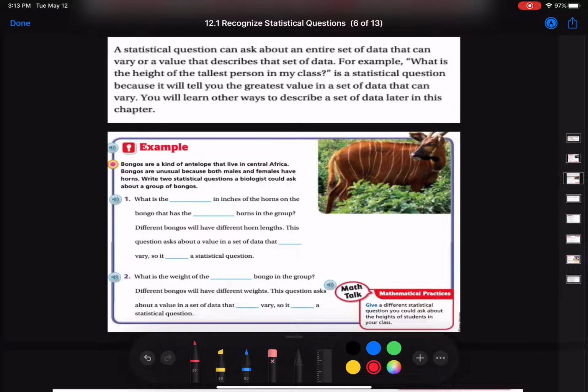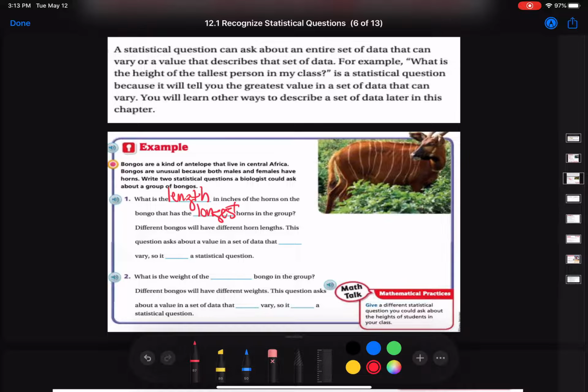What is the longest length in inches of the horns on the bongo that has the longest horns in the group? Actually, let me rephrase that, so I'm not using the same word over and over. What is the length in inches of the horns on the bongo that has the longest horns in the group? You could also switch it and say, what is the length in inches of the horns on the bongo that has the shortest horns in the group?